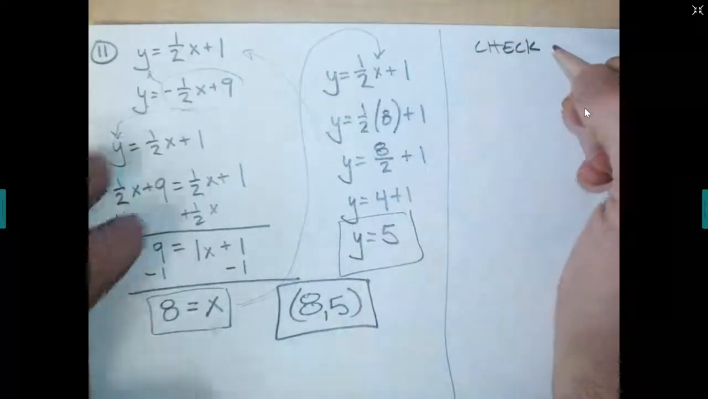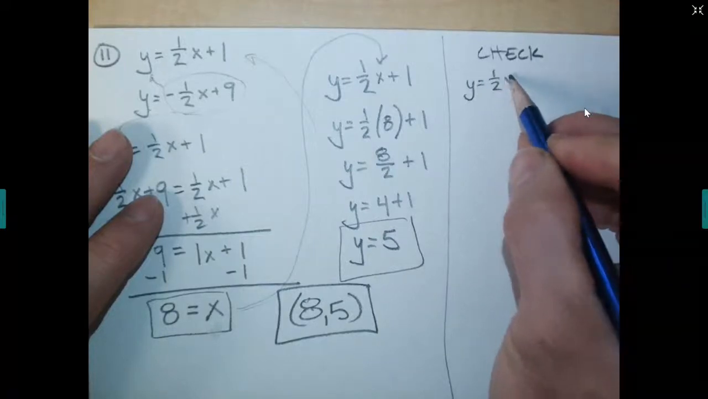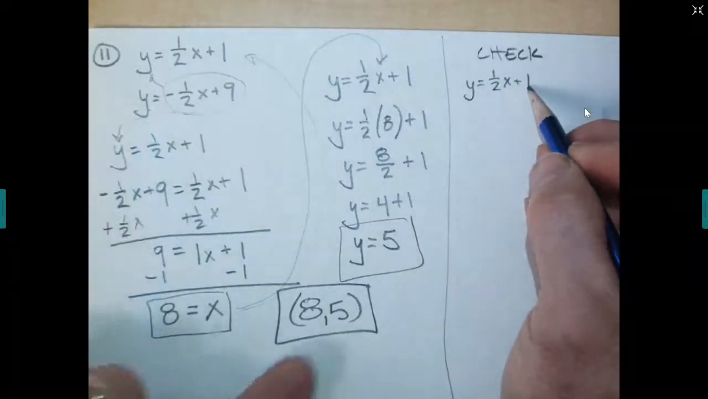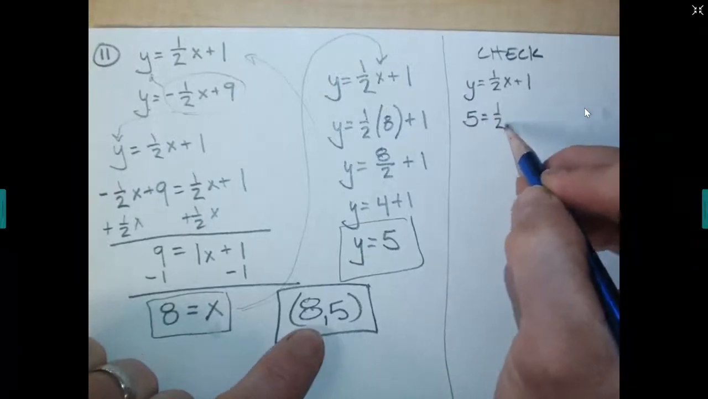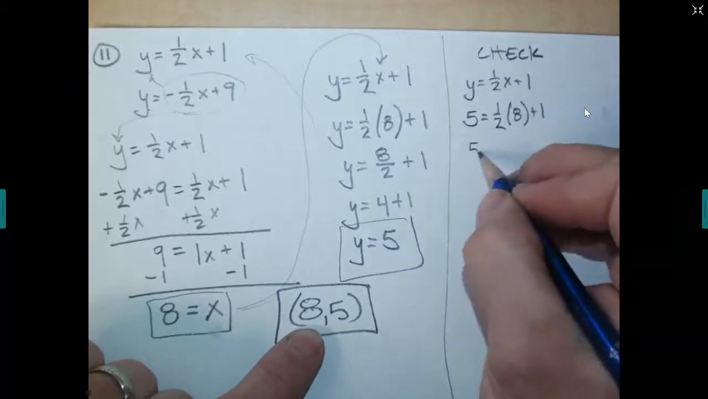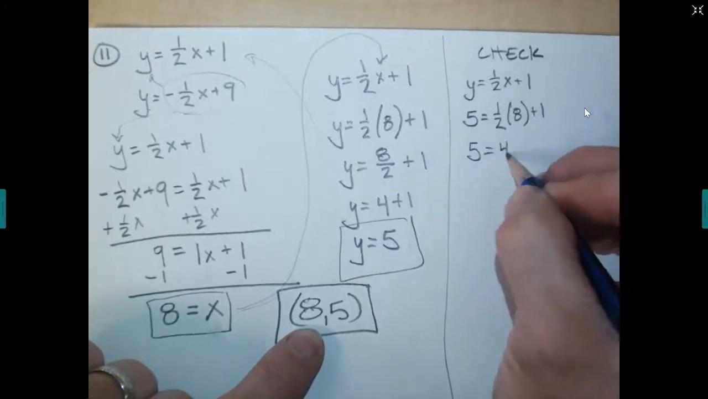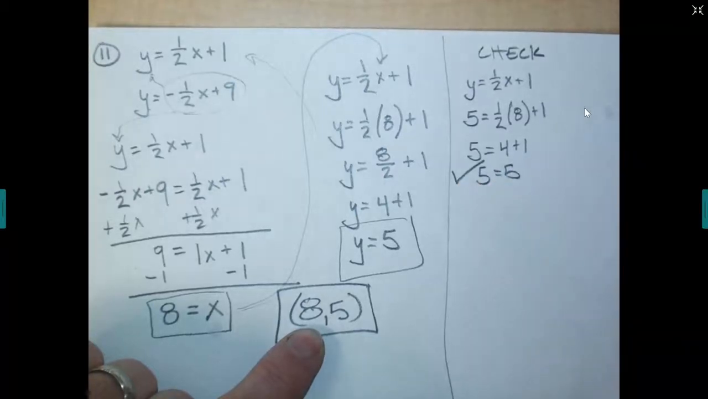Let's make sure that's right. y equals 1/2 x plus 1. So y, so 5 equals 1/2 of 8 plus 1. So 1/2 of 8 is 4. 5 equals 5. That checks out.